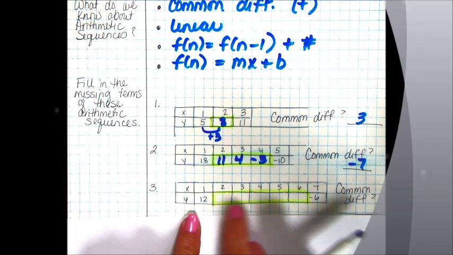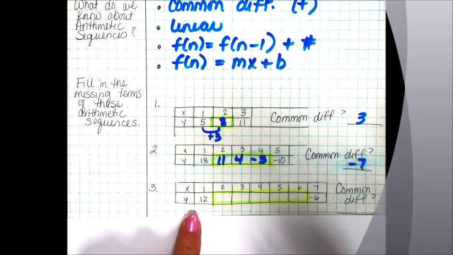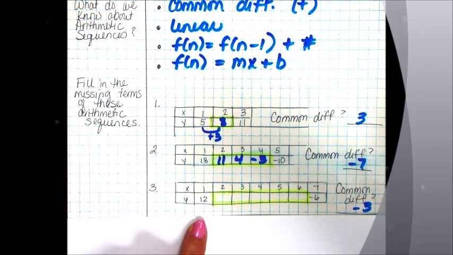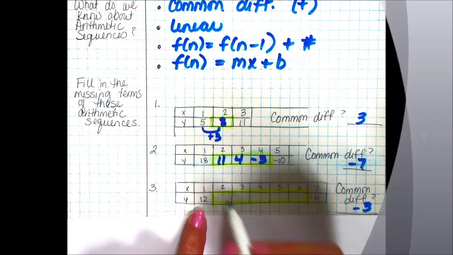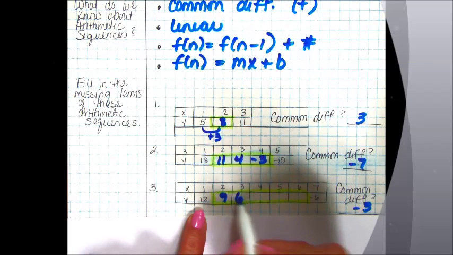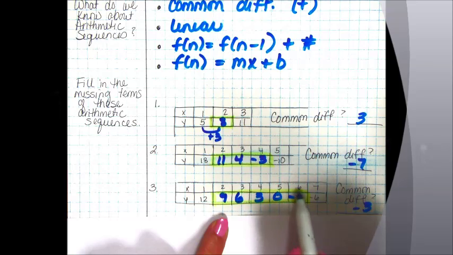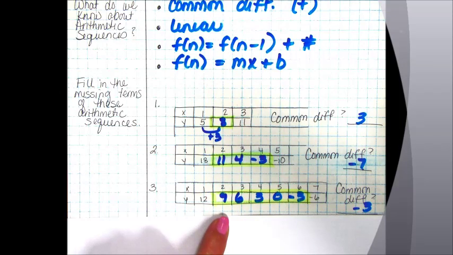We have 1, 2, 3, 4, 5, 6 jumps. So I would say we're going down by 3. So 12 minus 3 is 9, 9 minus 3 is 6, 6 minus 3 is 3. We have a 0, then -3, and then -6. So how did you do?